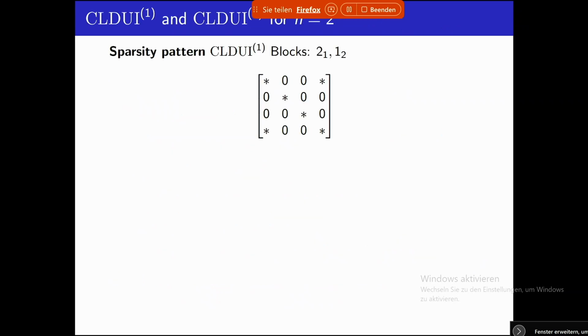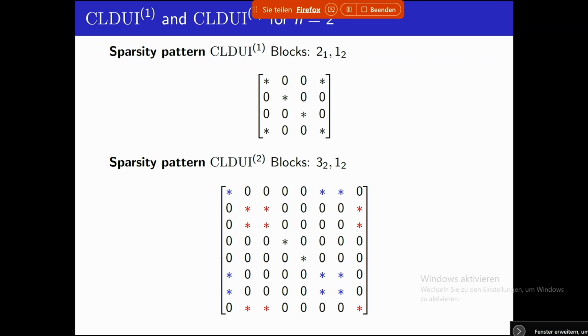So for that we look at some quick more examples. Here's again the example for n equal 2 of the sparsity pattern of CLDUI. We've seen this before, but I use this to introduce this notation here. After permuting the rows and the columns, you have a block diagonal matrix. The biggest block is of size 2, and you have one of them, and you have 2 singletons. So this is what I mean with this notation.